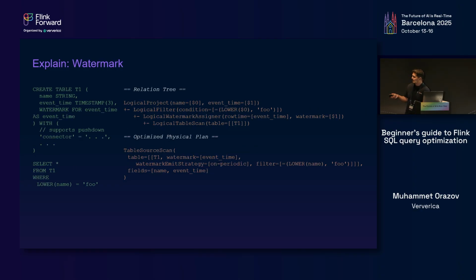Another example is a watermark. So now on a table, we define a watermark for a column. And here, an additional logical plan node, the watermark assigner, is set after the table scan, and the watermark is also pushed in the optimized physical plan into the table source. Because watermarks have some special constraints, once you define a watermark for a column, users cannot update or change that column. It should be in sync with the watermark system of the Flink runtime.